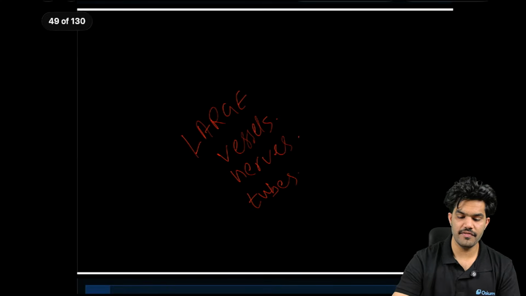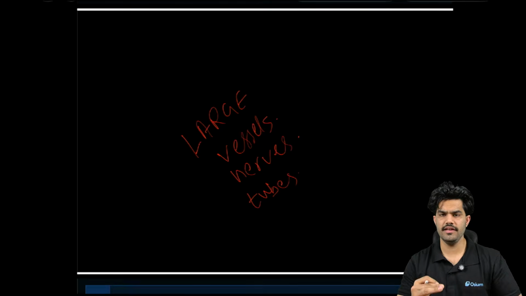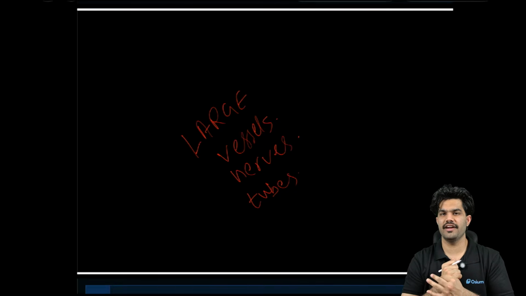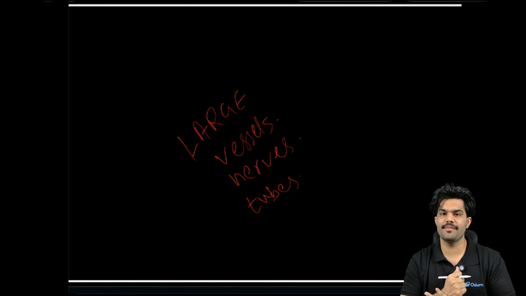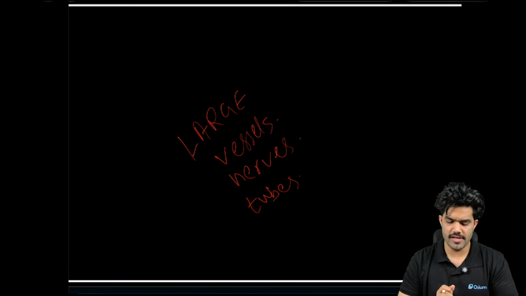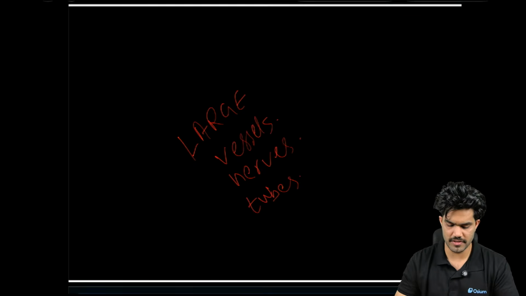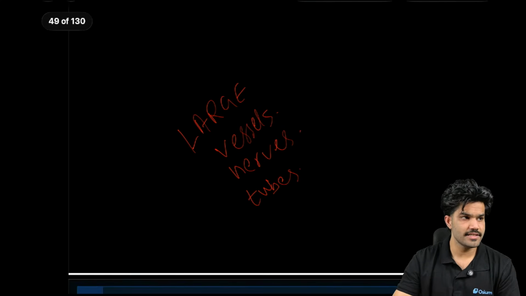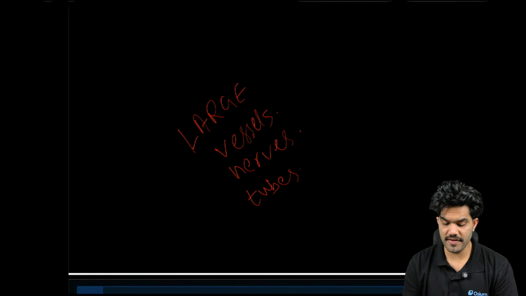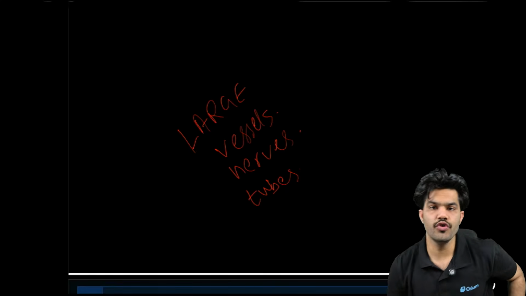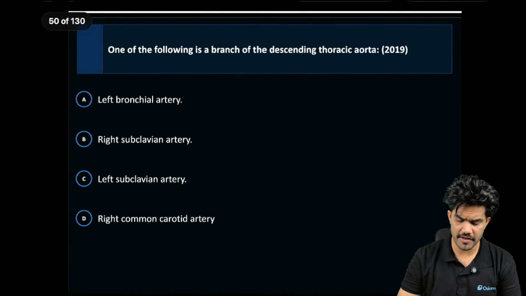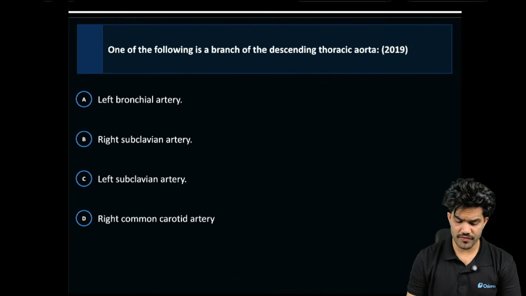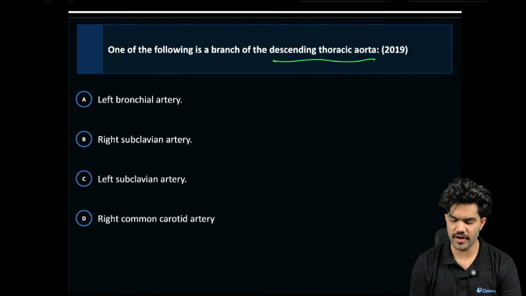Let's now, we finished guys, finish the whole heart with pericardium. I have managed to explain the concept itself together, so that you don't miss any concept. Let's start with large vessels and nerves and tubes of thorax. First question. One of the following branch of descending thoracic aorta.